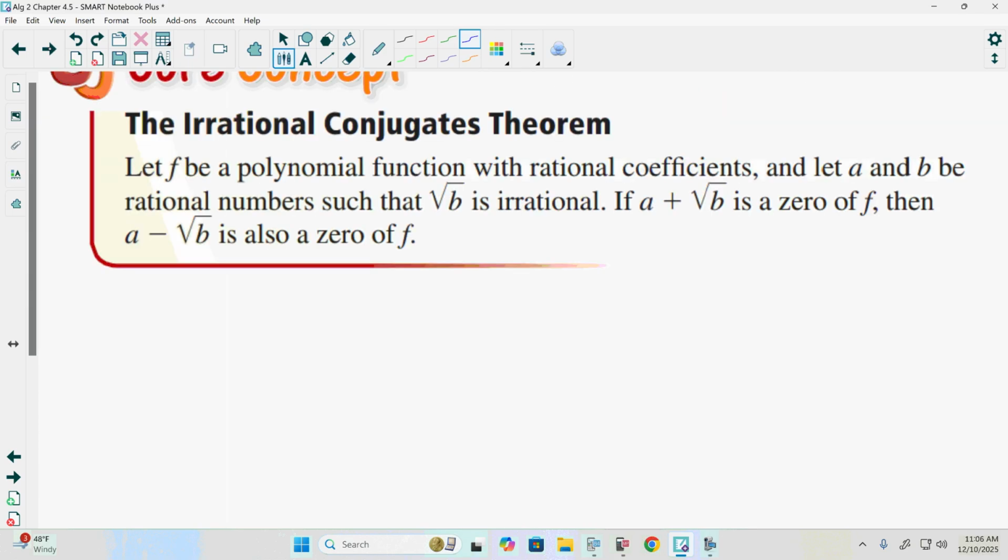The last theorem for 4.5 is the irrational conjugates theorem. This is nice to know because what it says is that if a plus the square root of b is a solution, then a minus the square root of b is also a solution. If we have one, we have to have the other. If we have a square root term, so positive square root of 3, we have to have the negative square root. Kind of like with a plus bi and a minus bi. They always come in pairs. Our irrational solutions come in pairs, our plus and minus. We have to have both.